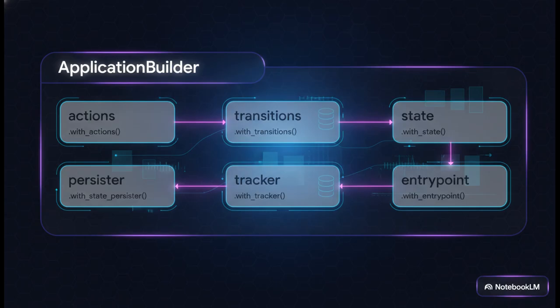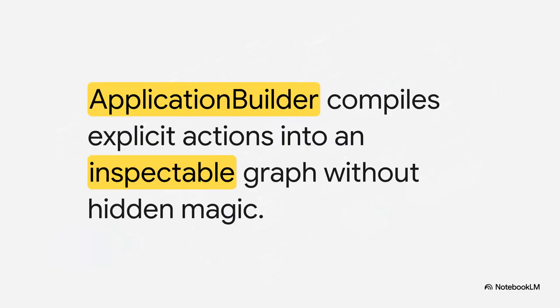You set your entry point, define identifiers, and attach crucial runtime layers like trackers, state persisters, lifecycle hooks, and even parallel executors, all of which, by the way, are backed by really robust typing support. This setup cleanly compiles your explicit actions into an inspectable graph without relying on any hidden framework magic. Honestly, the code reads almost like plain English. You're telling Burr exactly which functions to run, how they flow from, say, human input to an AI response, and what the starting state is. When you hit that .build method, boom, you get a standalone, executable application context that is completely ready to run.